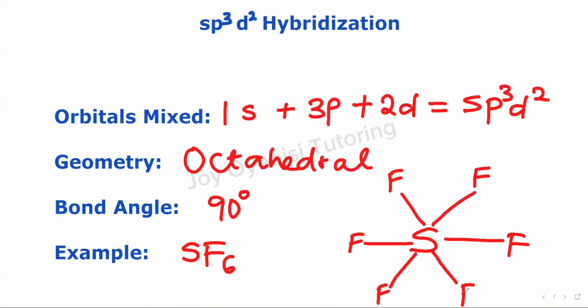Okay. So of course, again, if you're drawing a Lewis structure, there have to be the lone pairs. And that would be the Lewis structure of SF6. So these are the different hybridizations we have.